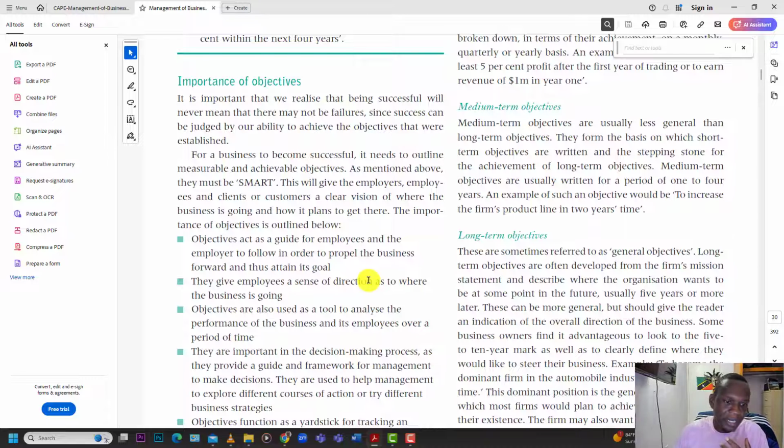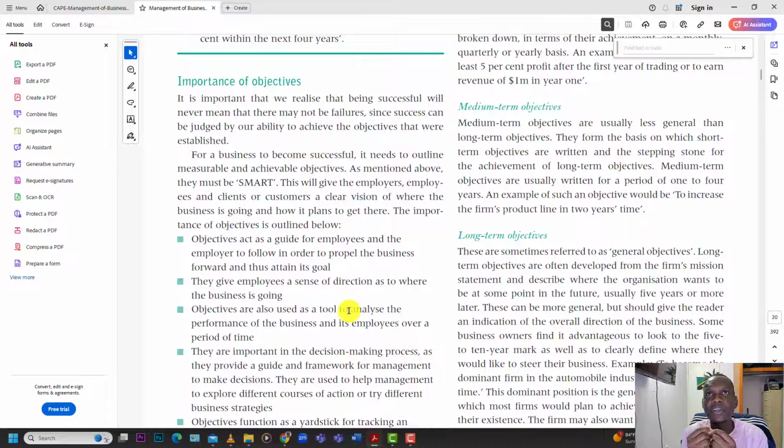And it kind of wraps up in the second one that says they give employees a sense of direction as to where the business is going. So it tells you as an employee or employer where the business is going. And then it also gives you that on a personal level. When you have objectives, it guides us. But on a larger scale, when you're looking at a business as a whole, as an entity, they also give you a sense of direction.